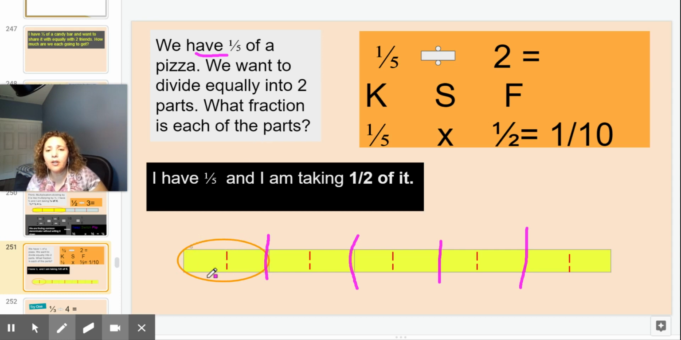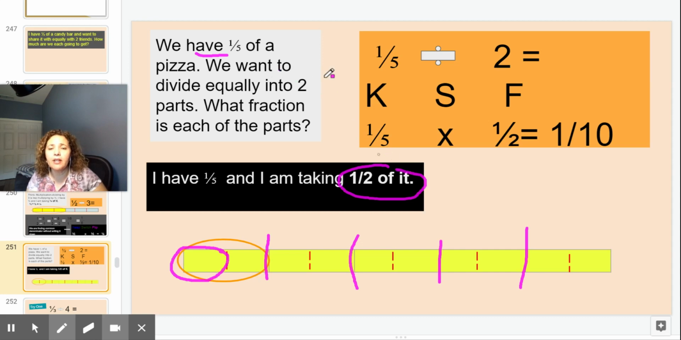So here is my 1/5 that I have, and I'm dividing it in half. If I divide this one in half, I've got to divide all the other ones in half because I want to see what's the total amount that I would have if I had a whole. That's the only way it works. So I divided those in half also. Now I'm taking half of it. So what am I getting? I'm getting a half of a fifth. I have a fifth and I'm taking half of it.